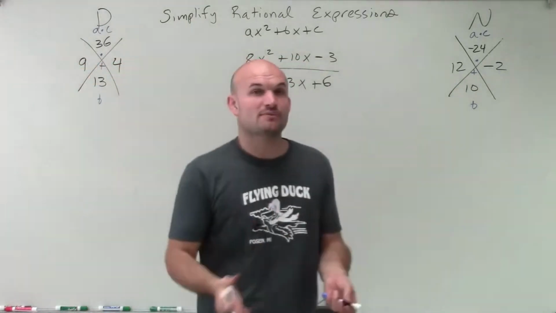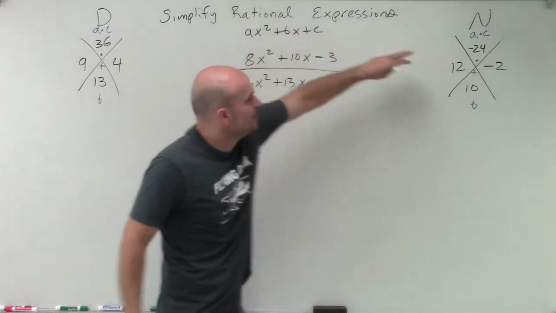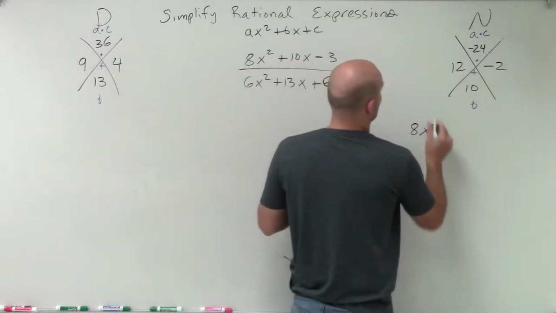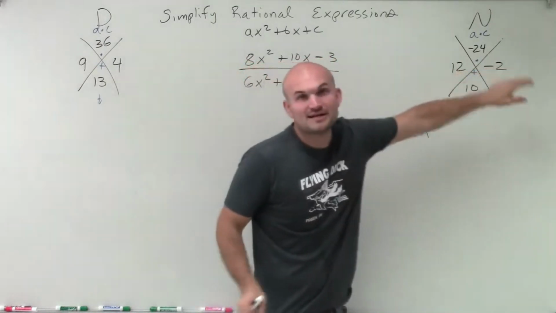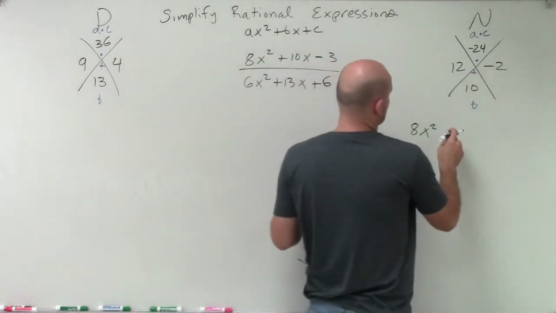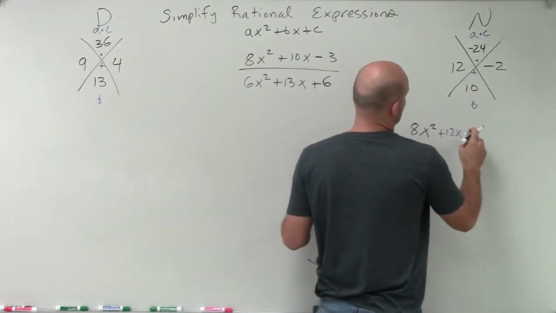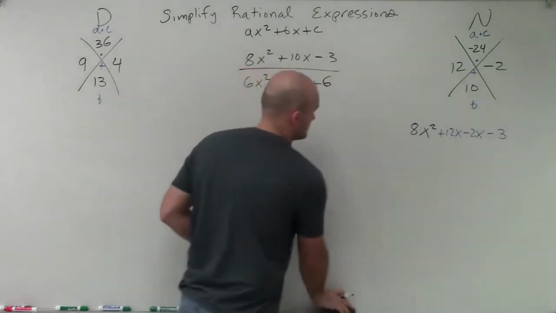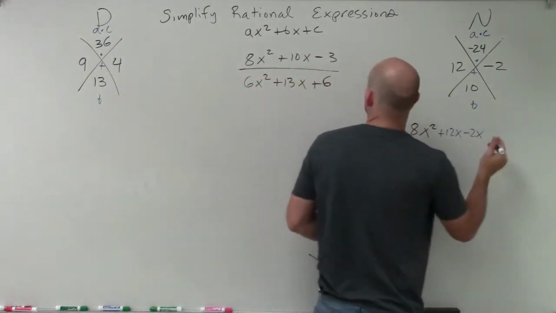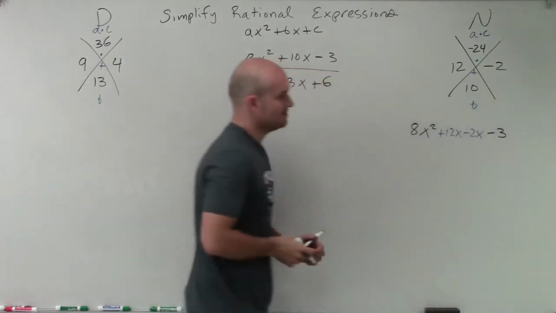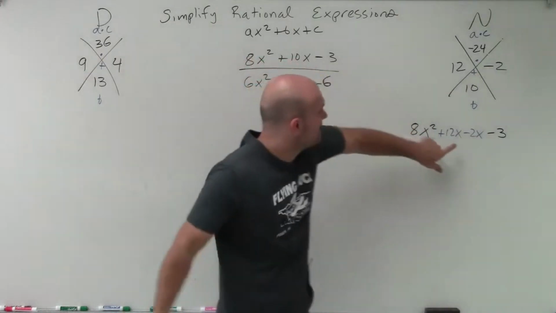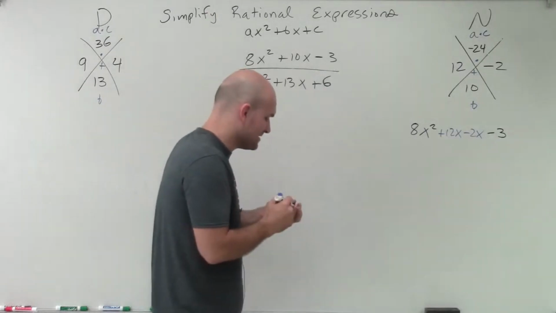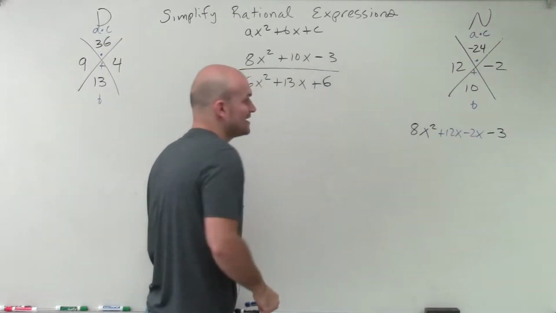All right, so the first way we're going to do this is we're just going to simply rewrite it using our new terms. So I can rewrite this as 8x squared, and then rather than using 10x, I'm going to use my 2 factors to represent that. So I could say plus 12x minus 2x minus 3. All I simply did is instead of writing 10x, I wrote 12x minus 2x. It's the exact same thing. But the reason why I do that is because now we can use the technique of factoring by grouping.